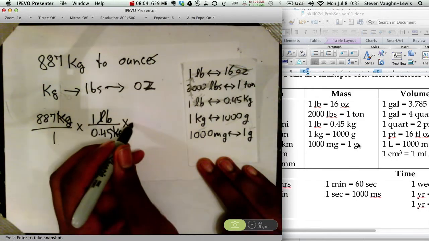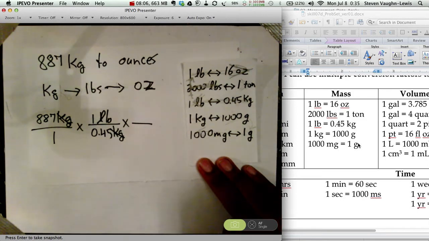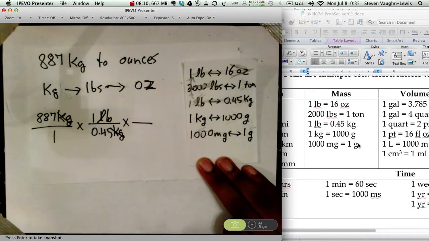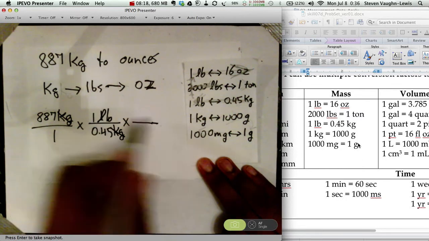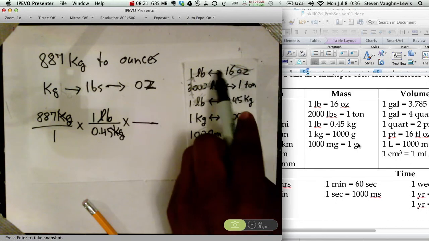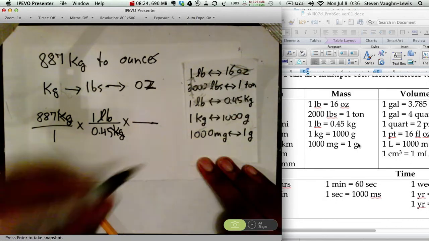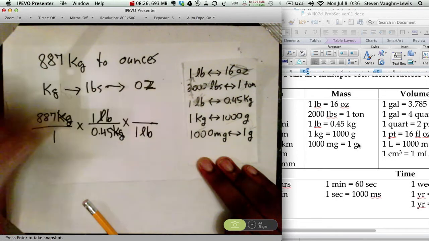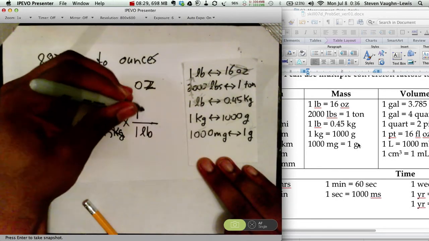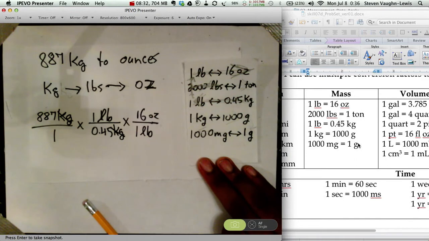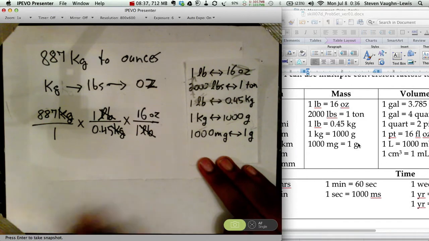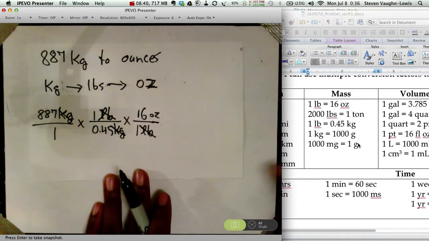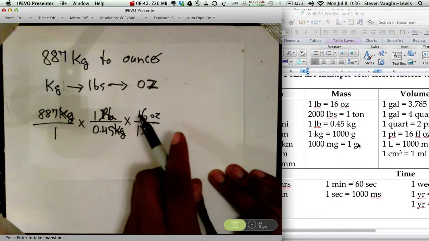So what's the next conversion factor that I need to use? Now I need to use another one, the one which is going to let pounds cancel. So if I have pounds on top, I need to put pounds on the bottom. 1 pound goes on the bottom, 16 ounces goes on top. And pounds now cancels out. And finally, my answer is going to be in ounces.